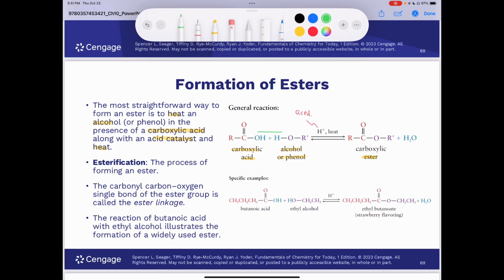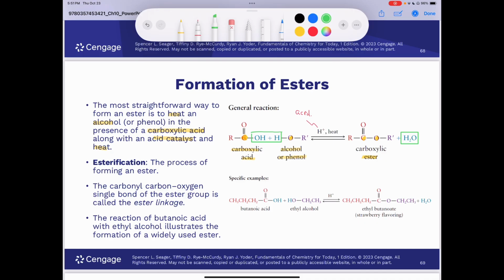Now you can see that they've highlighted the hydrogen from the alcohol or phenol and the OH group from the carboxylic acid. Well, if you put that all together, you've got two hydrogens and one oxygen, which is what we need to make water. So when you're forming your ester, all you have to do is remember that you're going to connect the carbonyl carbon with the oxygen of your alcohol or phenol, as you see here, to make your ester.